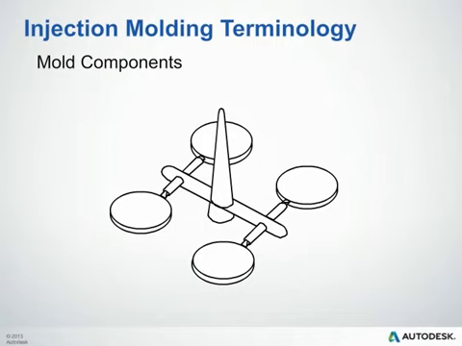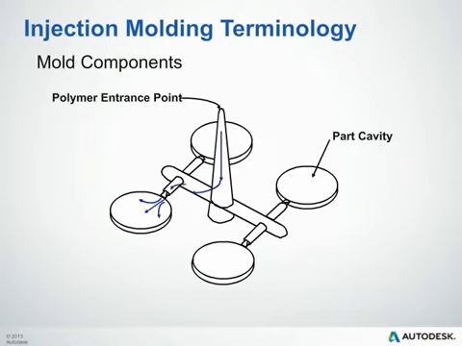Now I'll discuss some of the injection molding terminology for a typical molded component. We have our sprue, our cold slug well, our primary runner system, our secondary runner system, the gates, and of course the part cavity. We have a polymer entrance point that will start at the top of the sprue, and that's where flow begins and fills through our sprue, through the primary runner, through the secondary, through the gate, and finally into the part cavity.